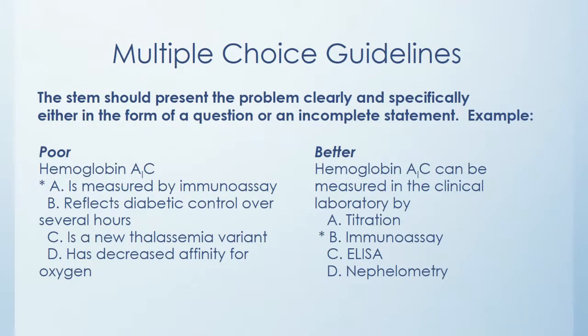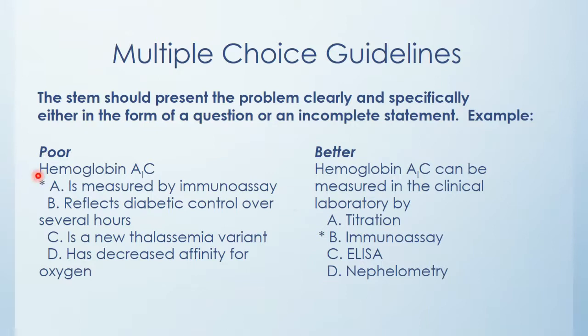The stem should represent the problem clearly and specifically, either in the form of a question or an incomplete statement. So one thing with writing multiple choice questions is you don't want it to be a question of whether the person can understand the question. You want it to be whether they know the answer and have mastered the objective, not their English reading skills.